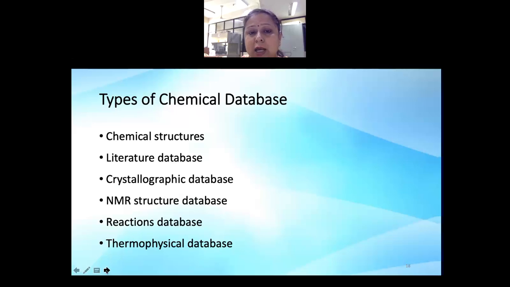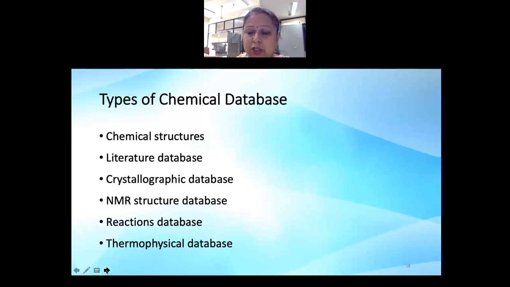Now, the types of chemical databases include chemical structures, the databases which have chemical structures in 2 dimensions or 3 dimensions, and literature databases where all the literature related to the compounds is stored. You can get references and the work that has been done on a compound, you can find out from there.